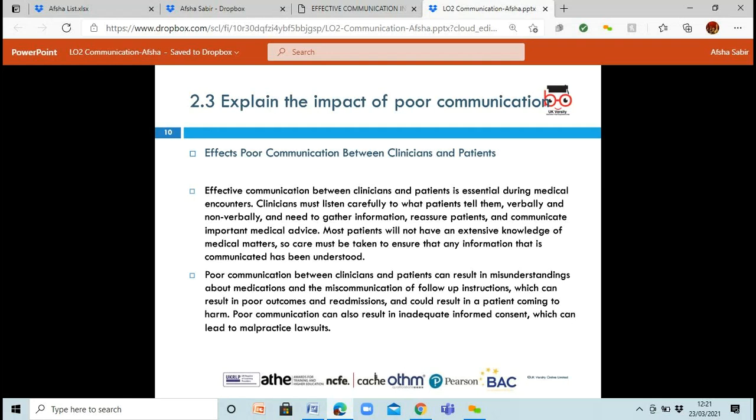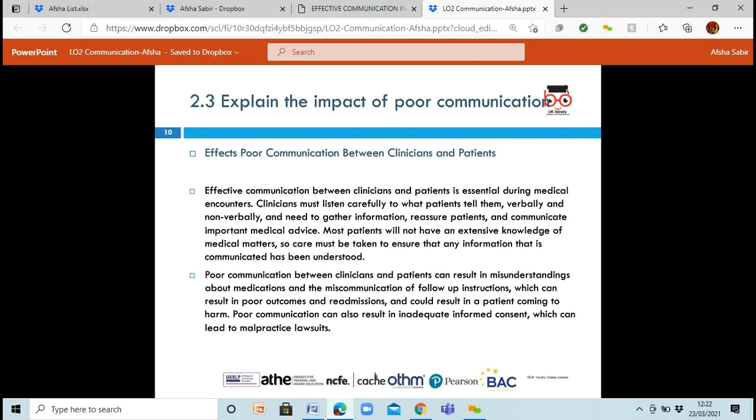Now we're looking at the effects of poor communication between clinicians and patients. So any caregiver, so doctor, social worker, volunteer, nurse, it doesn't matter who it is, they're all clinicians. So when you have effective communication between clinicians and patients, it's essential that you're actually getting the proper information, that you're actually speaking to each other properly, you're listening, you're paying attention.